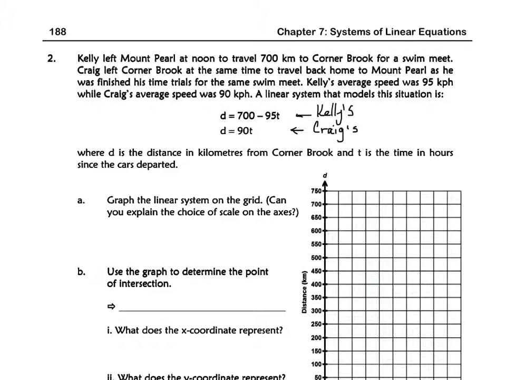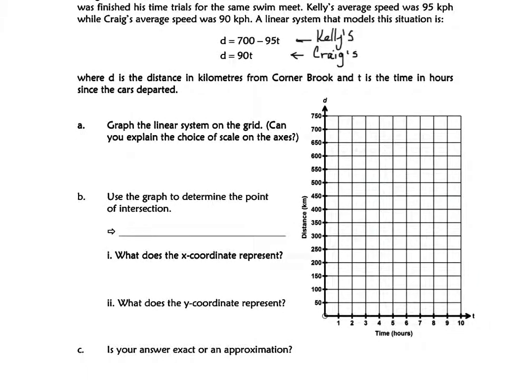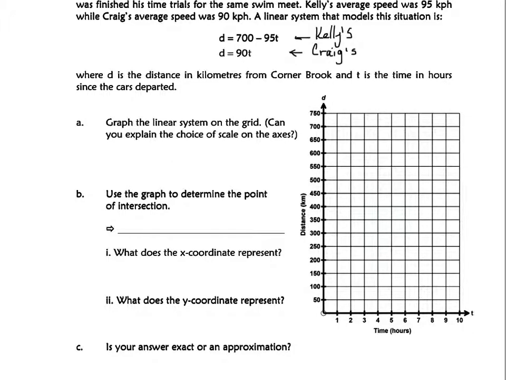All right, so it says to graph the linear system on the grid, and can you explain the choice of the scale on the axis? Well, basically we need to have the distances on the vertical axis going up to past 700 just so that we can show Kelly's starting point. And the times, on the horizontal axis, don't need to be as high numbers because it's not going to take too many hours to get from Corner Brook to Mount Pearl or Mount Pearl to Corner Brook. So 1 to 10 should be sufficient values to put on your time axis.